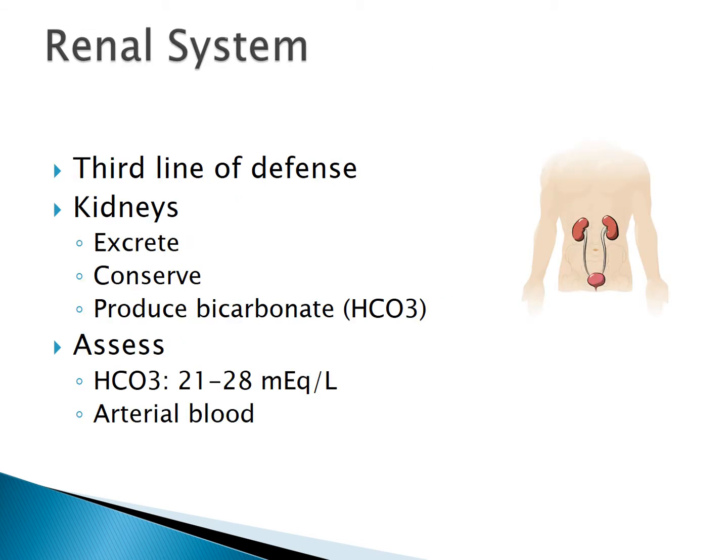The renal system is your third line of defense. This will occur within hours or days, so this is not a quick response, but it is a stronger change. But again, it is slower. Your kidneys will excrete or conserve acids and bases into the urine as needed. It can produce bicarbonate, and this bicarbonate level will be reported with an arterial blood gas, or an ABG, as you guys will hear it, and a normal of this is 21 to 28 milliequivalents per liter. So I'm going to have these all listed later in this lecture, but these are some numbers that you will need to memorize.